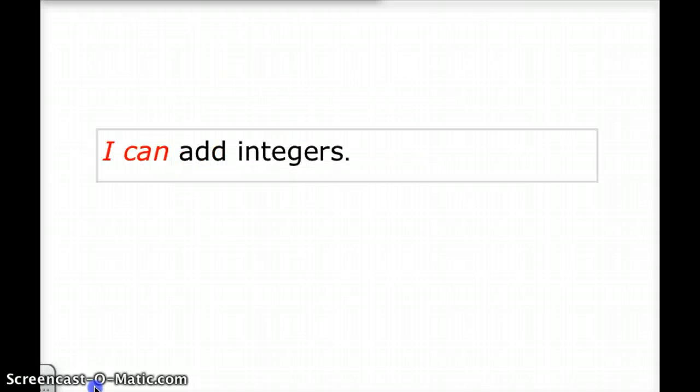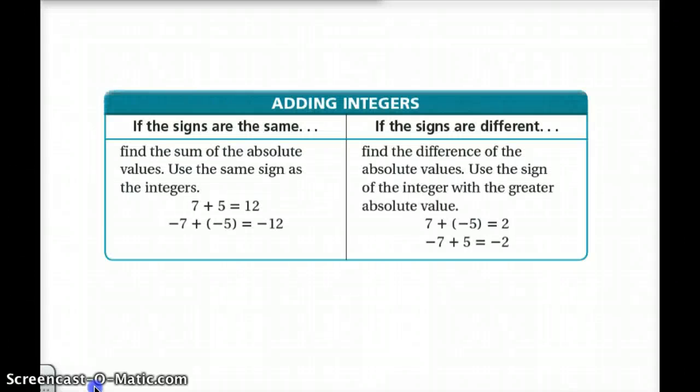First I can statement is that I can add integers. This is from section 1.5. In the chart it shows if the signs are the same, you find the sum of the absolute values. We know that adding two positive numbers will give us a positive. When we add two negative numbers, it gives us a negative. If the signs are different, we find the difference of the absolute values. Then we take the sign of the integer with the greater absolute value.